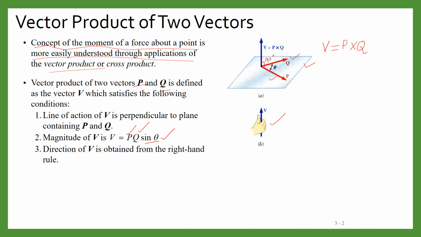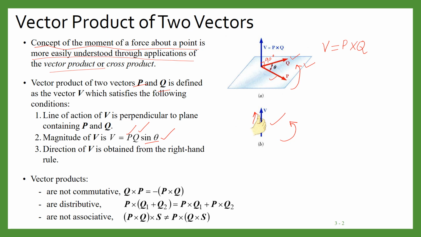So when you curl your fingers from p to q, so here is p, from p to q you will curl your fingers. Then the direction of this will be given by your thumb. The direction of your thumb will give the direction of the resultant vector.